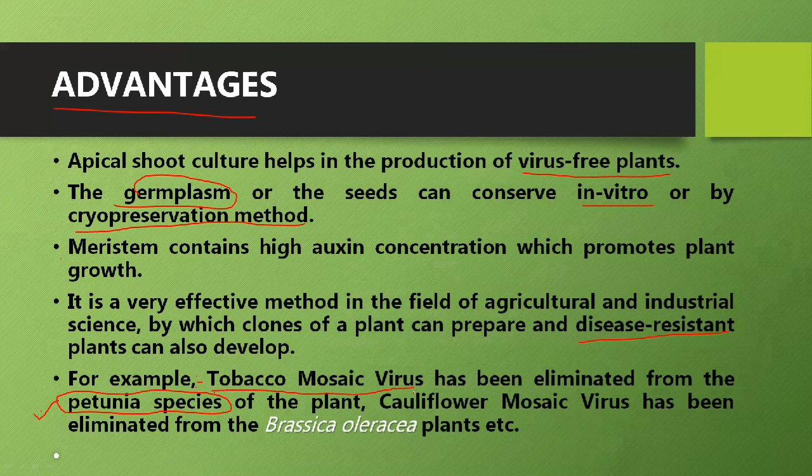The second example is cauliflower, Brassica oleracea, which was affected by cauliflower mosaic virus, and this virus is also eliminated with the help of meristem culture.